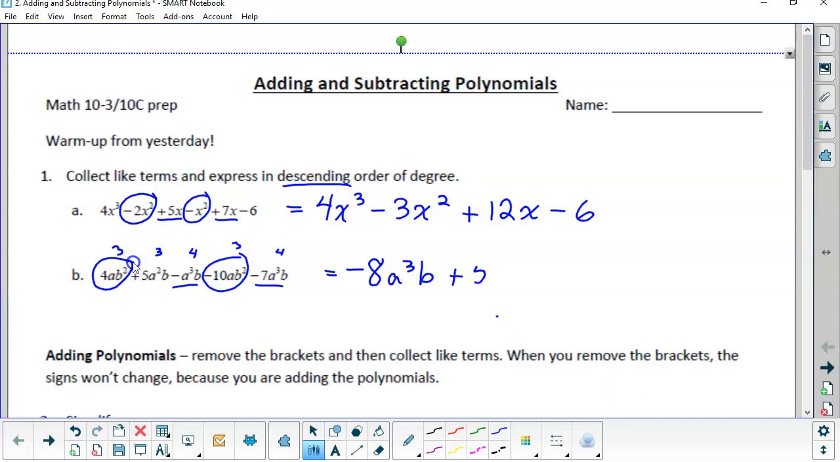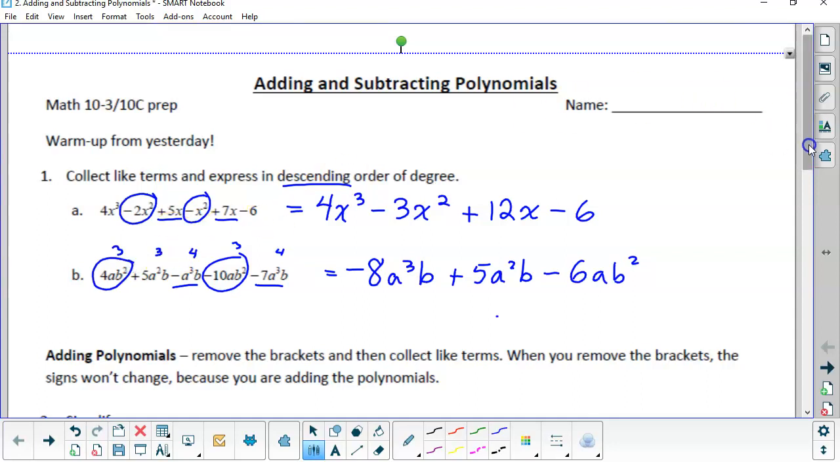So I'm going to just copy out the 5a squared b because there's no like terms. And then 4ab squared minus 10ab squared is negative 6ab squared. So that's going to be minus 6ab squared. Okay, so that's just adding like terms.